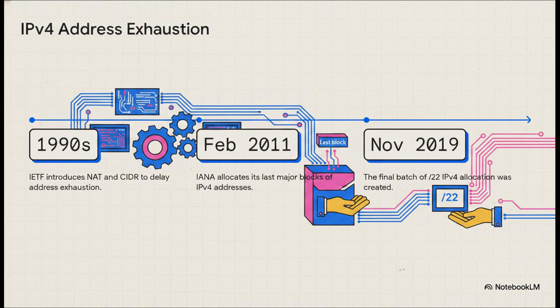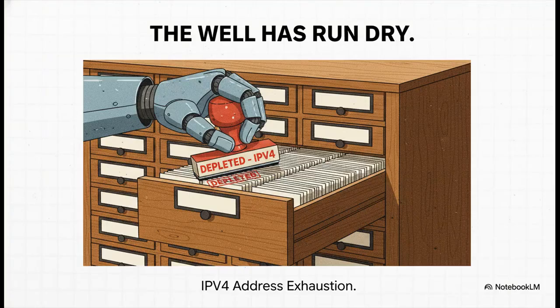By the 90s, engineers could see the writing on the wall, so they came up with some clever tricks to delay the inevitable. But the clock was ticking. In 2011, the main global authority handed out its last big chunks of addresses. And then, in late 2019, the very last regional registry in Europe gave away its final block. And that was it. The well had officially run dry. The original Internet address book was completely, totally full.